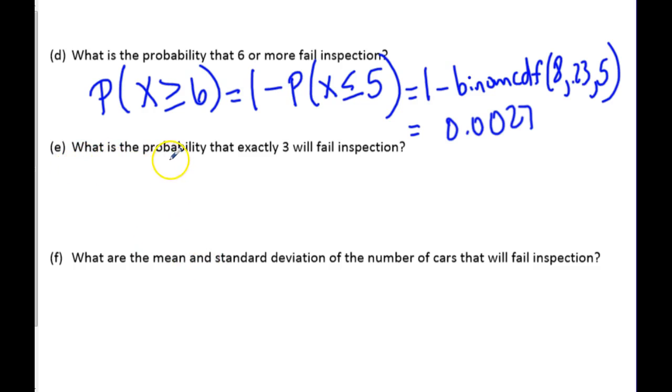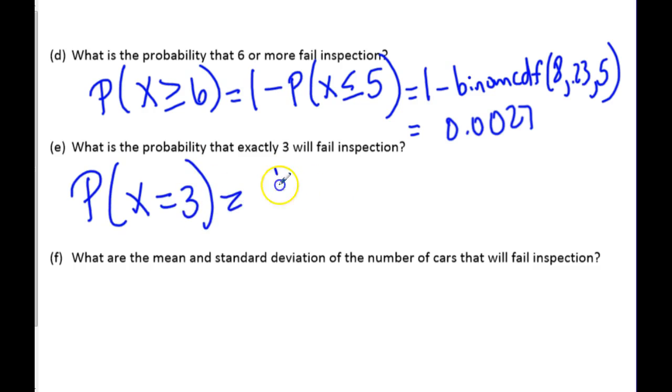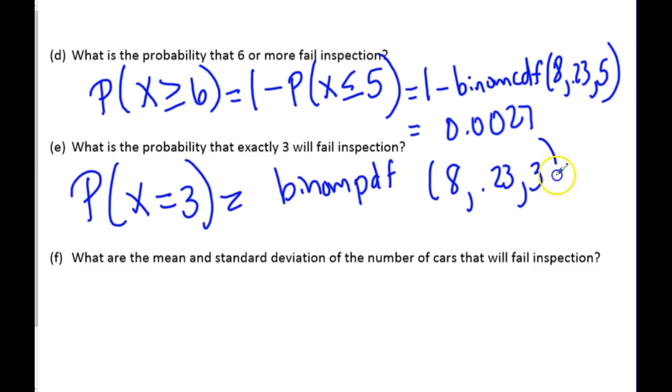Part E states, what is the probability that exactly 3 will fail inspection? So the probability that X is equal to 3. For this case, we know that that is a PDF, and we get binomPDF of 8, 0.23, 3, and my answer will be 0.1844.